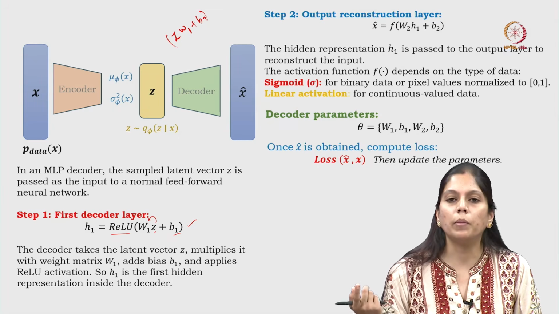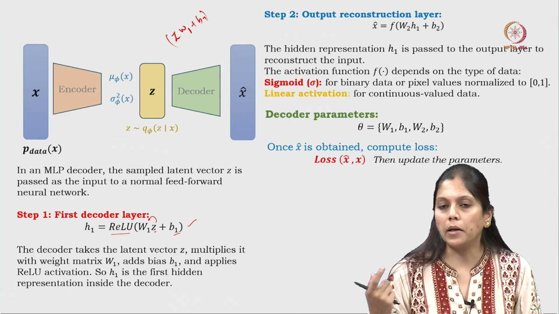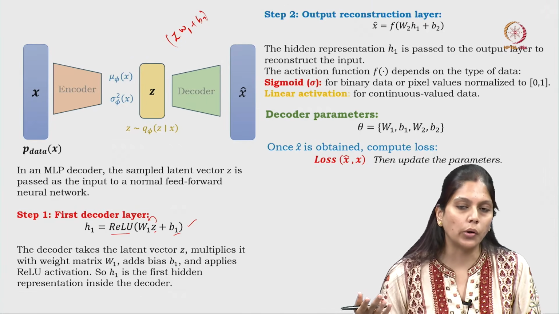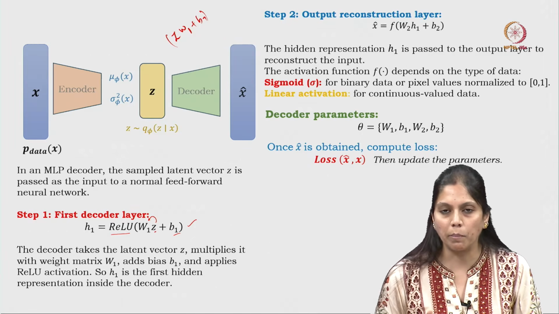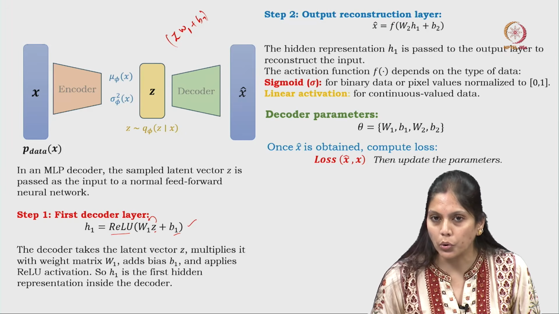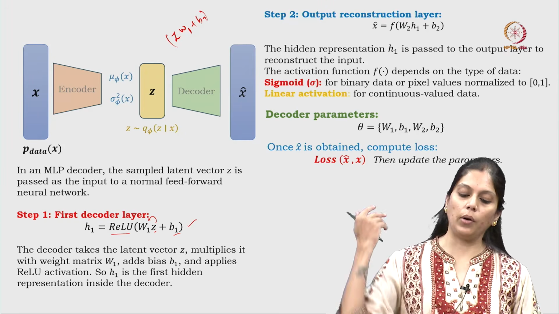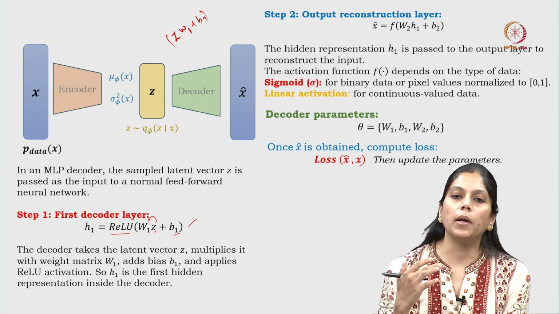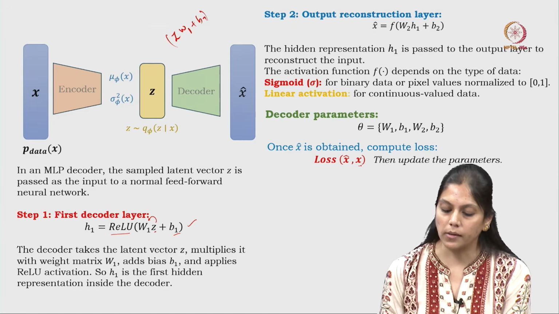Initially the loss value will be high, then we will be updating the parameters, and over a period of time the weights will become optimized and the bias will be an optimized one. So once x hat is obtained, we have to compute the loss, and that loss will be between x hat and x. Then we will be updating the parameters.